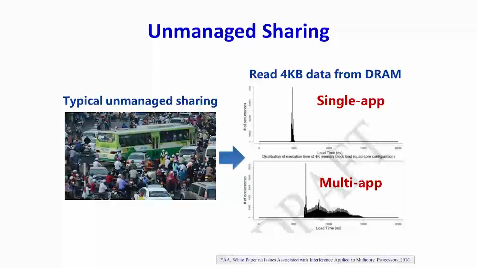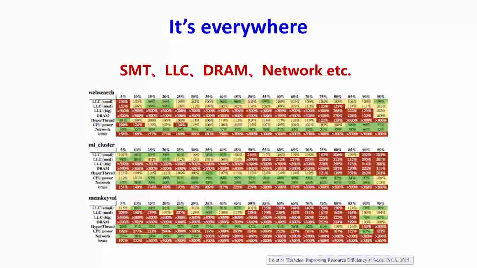This is when we run one application to read 4 kilobytes of data from DRAM. If we run one application millions of times, the latency seems determined. But if we run 4 such applications together, the access latency will show some tail latency here. This is very typical in our systems, not only for DRAM. Unmanaged sharing is everywhere in our systems, like among SMT, last level cache, DRAM, and networking, etc.